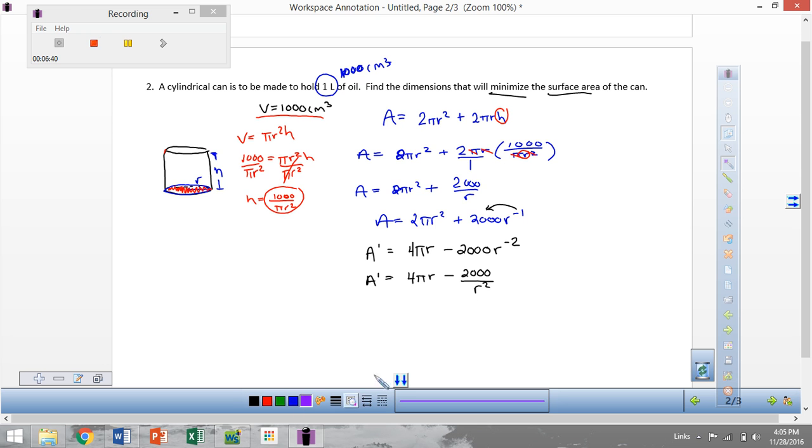Then what you would want to do, so I'm trying to find the critical numbers. I set this equal to 0. So I want to know, when does this thing equal 0? And that's probably unlike any equation you've ever tried to solve before. What I would do is factor out a 1 over whatever you have on bottom here, so 1 over r squared.